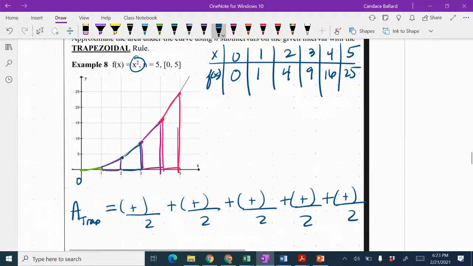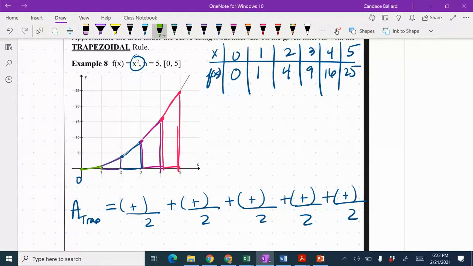All right, so now I'm going to use the table versus the graph. In this first trapezoid, I know that my distance in between is 1. My first height of my function is 0, and the second one is 1. Now I'm going to go to the second trapezoid. I'm looking at the purple trapezoid. I know the distance in between 1 and 2 is still 1, and then I know the first height is 1 and the second height is 4. Do you see how this 1 repeated? All right, then I'm going to go to the blue one.